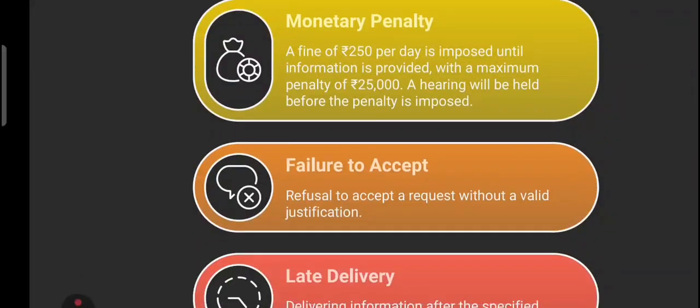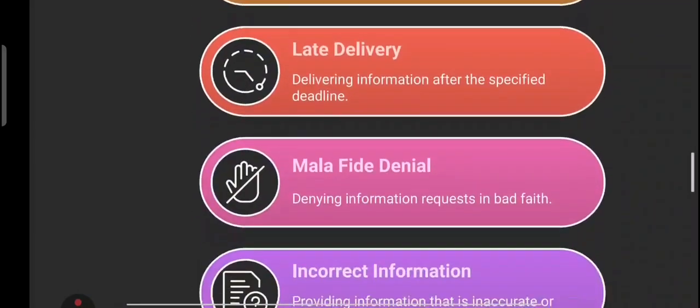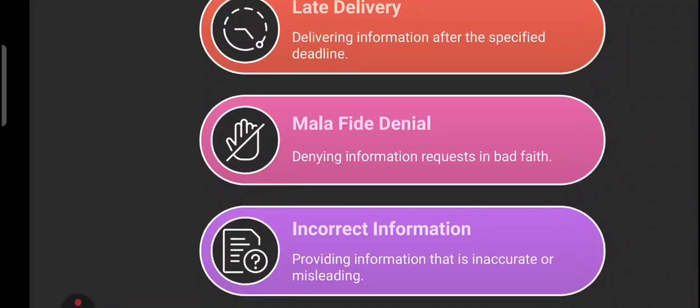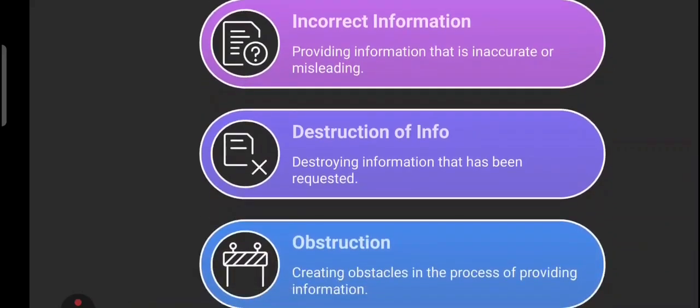If you fail to accept, then simply refusing is not acceptable. Late delivery is counted as a violation. Then we have malafide denial. Suppose in bad faith or with wrong intention you deny an RTI, this leads to penalty. Incorrect information, meaning giving false or misleading information, is taken very seriously. And destruction: if someone destroys the requested information to avoid sharing it, that is a major offense. And obstruction, creating unnecessary hurdles in giving out information, is also punishable. So these are the penalties, right?